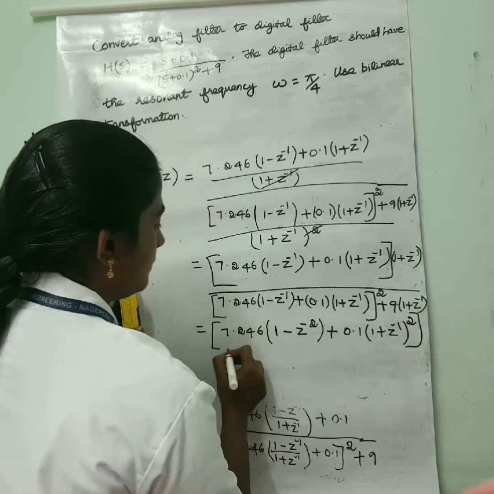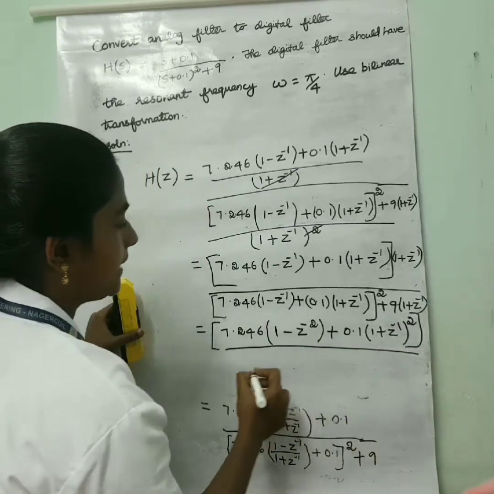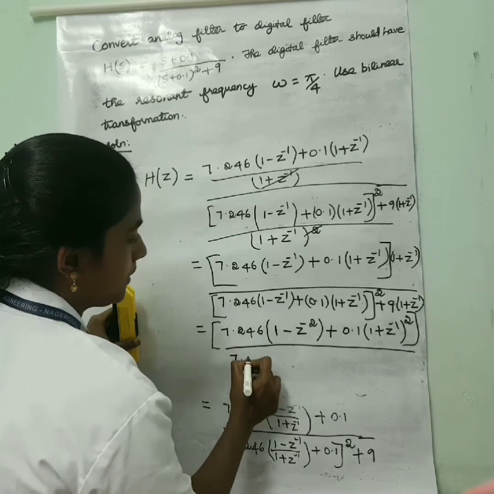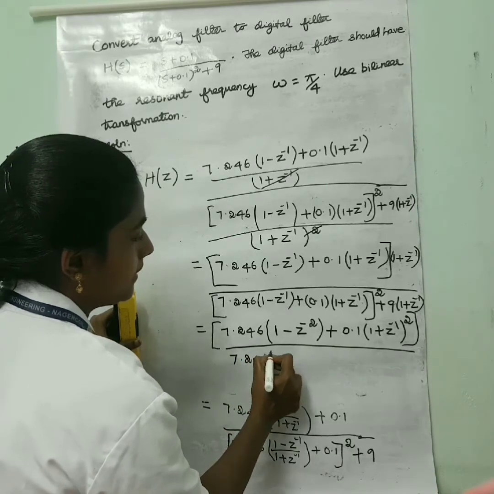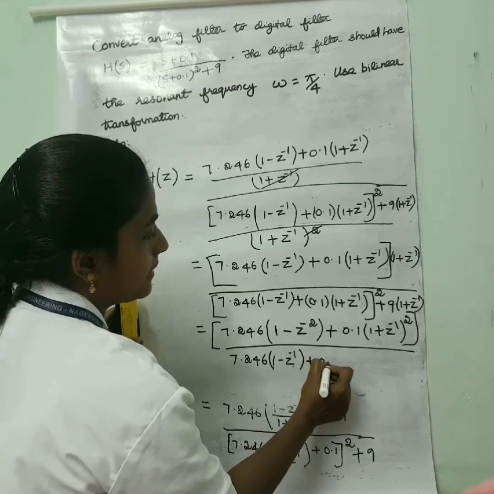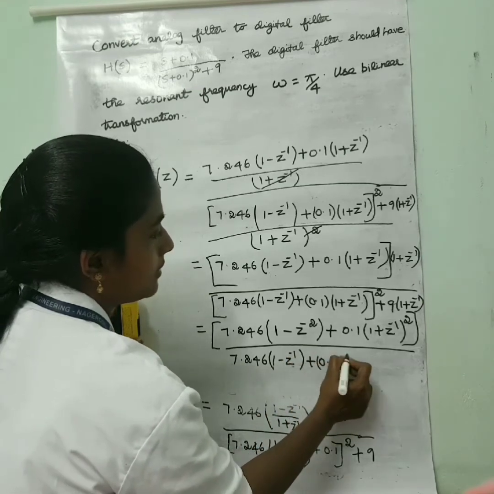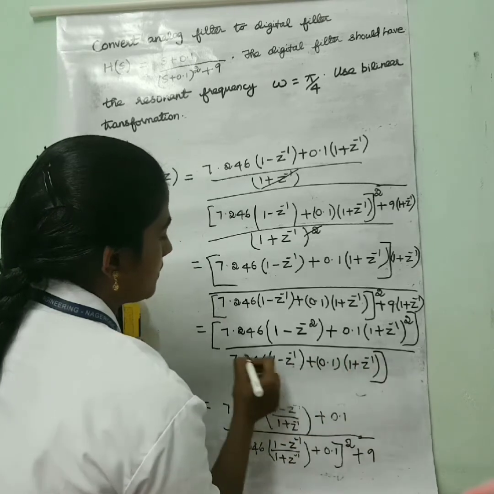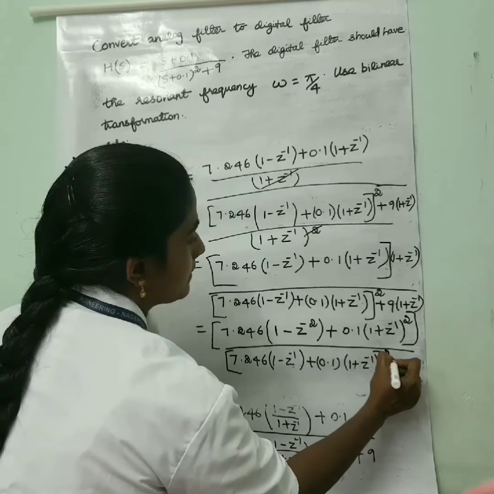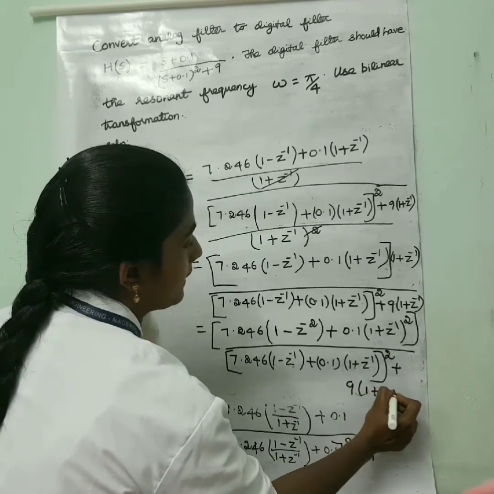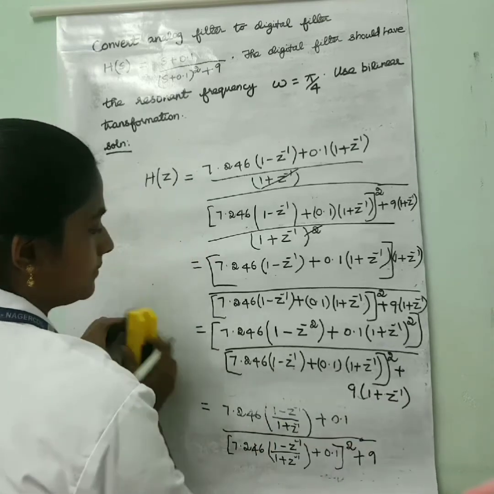Okay. Now we can write the denominator as it is: 7.246 into 1 minus z power minus 1 plus 0.1 into 1 plus z power minus 1 the whole square plus 9 into 1 plus z power minus 1. Okay.